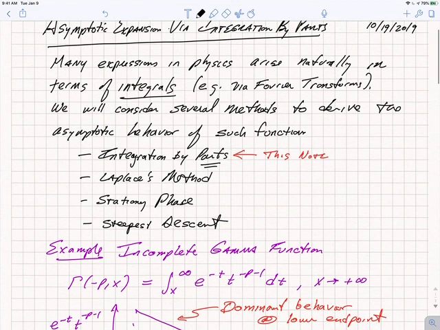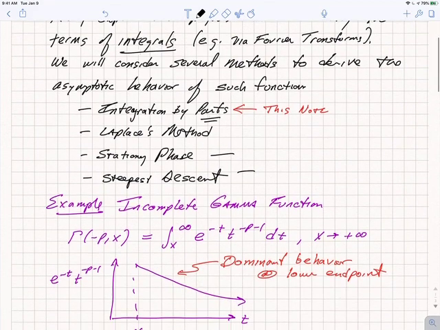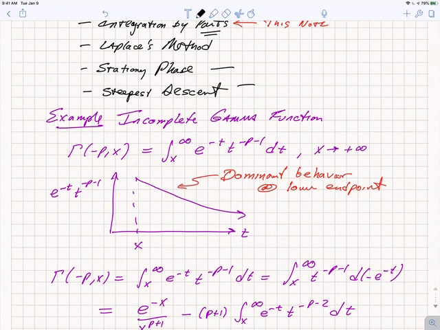A second is Laplace's method, and then we'll start to talk about integrals with imaginary functions. With complex functions, we'll talk about stationary phase and steepest descent. So let's start by talking about an example, the incomplete gamma function. This is the definition of the incomplete gamma function. It's the integral from x to infinity of e to the minus t, t to the minus p minus 1 dt.